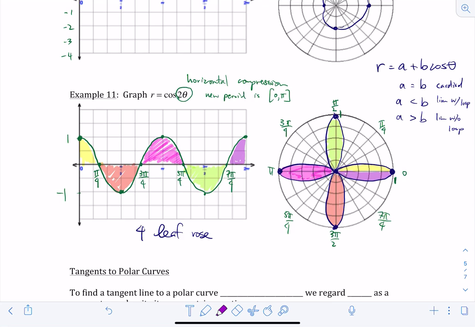Okay. So that's a 4-leaf rose. If you look at r equal to sine 2 theta, that actually looks like this. It's like rotated 45 degrees, or pi over 4. And actually, when you have an odd number of leaves, so if you have a cosine of 3 theta, that gives you actually a 6-leaf rose.